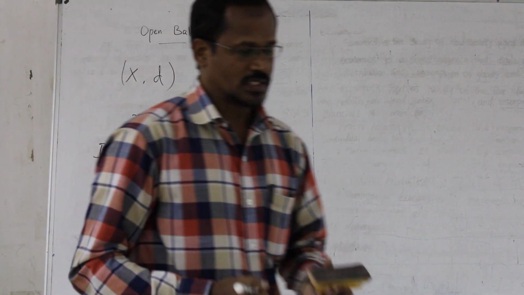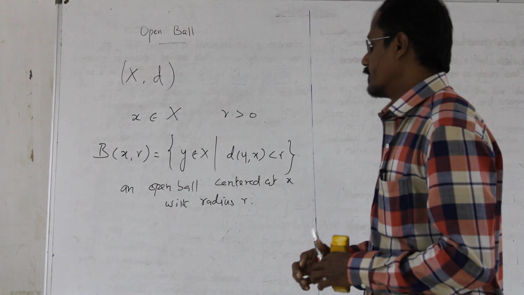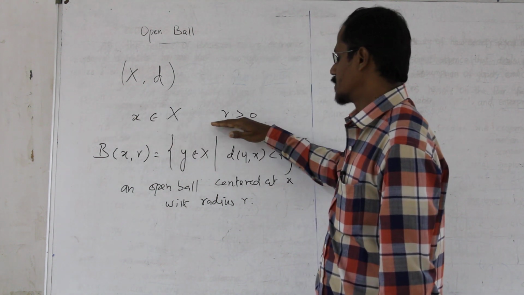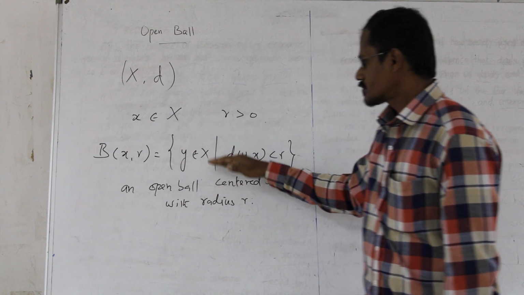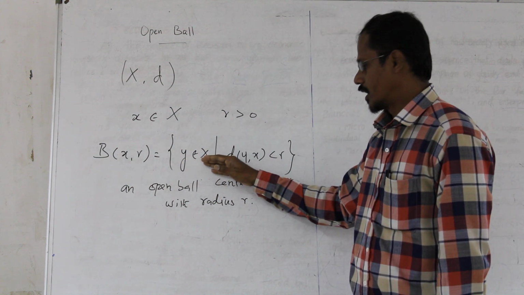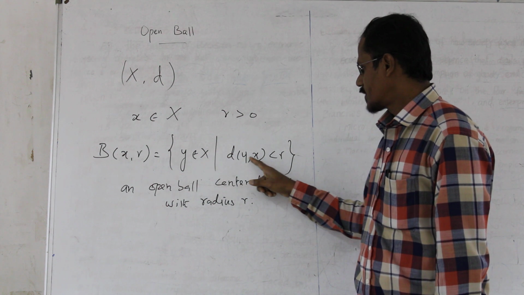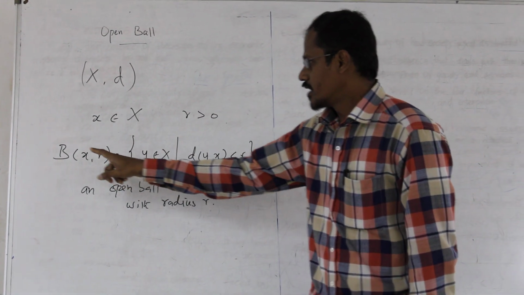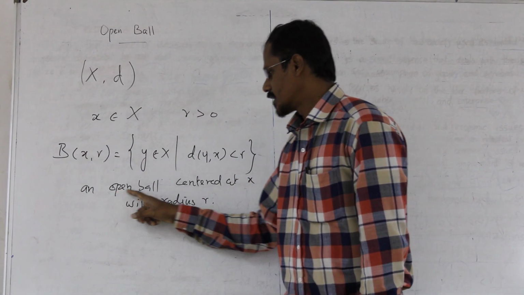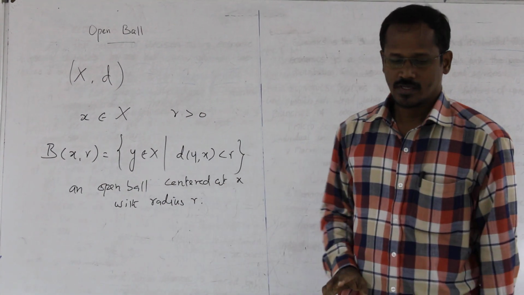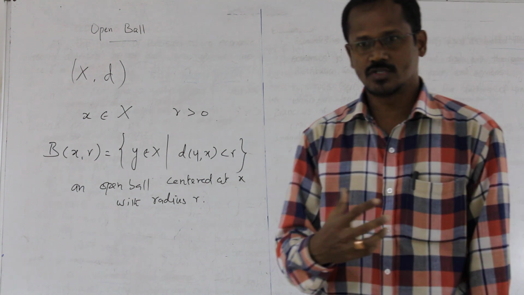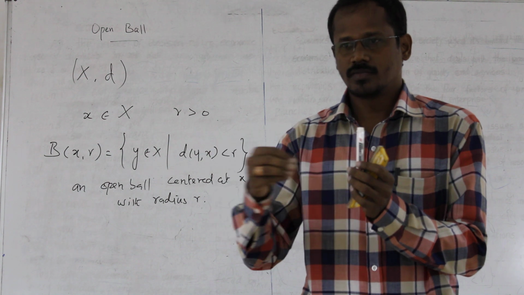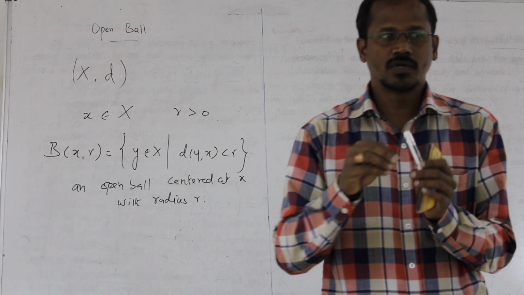I will explain what it is. To define an open ball, you must give a point x and a positive number, and consider these points. Those points in the set X, collect all possible points in X whose distance from x is less than r. You denote that set by B(x, r), and say it is an open ball center at x with radius r. That means we are collecting all possible points y such that the distance between y and x is less than r. Otherwise, you won't consider those points.